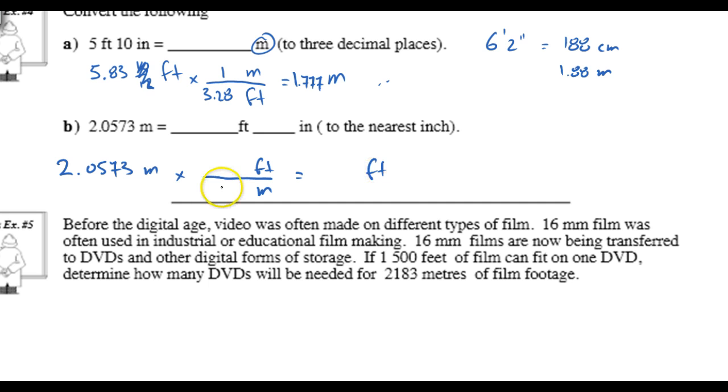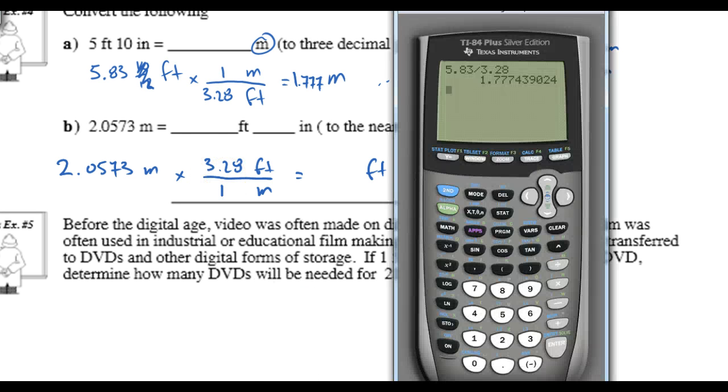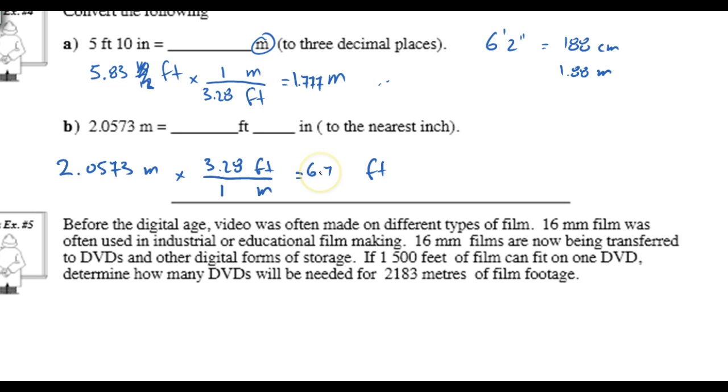I can use the same conversion, obviously. 1 down here, 3.28. So it's going to be 2.0573 times 3.28, which gets me 6.748. Now be careful because, again, it's 6 feet, but I got to convert this decimal here to inches.